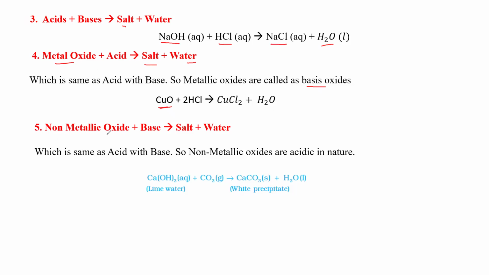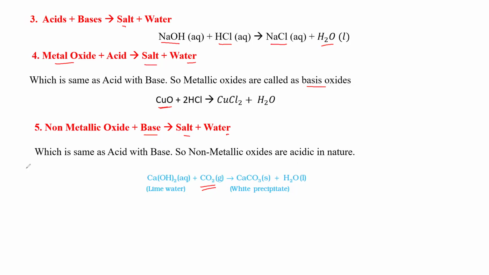Next we have non-metallic oxides. Non-metallic oxide again reacts with a base, and the product is the same, salt and water. That means non-metallic oxide acts as acidic in nature. That's why non-metallic oxide is also called acidic oxide. Here lime water reacts with carbon dioxide, so we obtain CaCO3 plus H2O. CO2 is the non-metallic oxide reacting with the base. Finally we have a white precipitate of this.